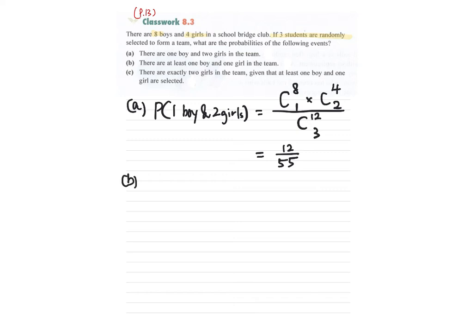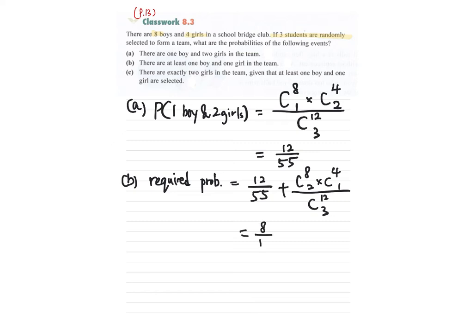Okay, so part B, at least 1 boy and 1 girl in the team. That means we have at least 1 boy and 1 girl, so we have the required probability equal to that. Not just part A, the answer in part A is one of the possible outcomes. The other one would be 2 boys and 1 girl. So we have the part A answer and also add this. So the value will be 8 over 11.